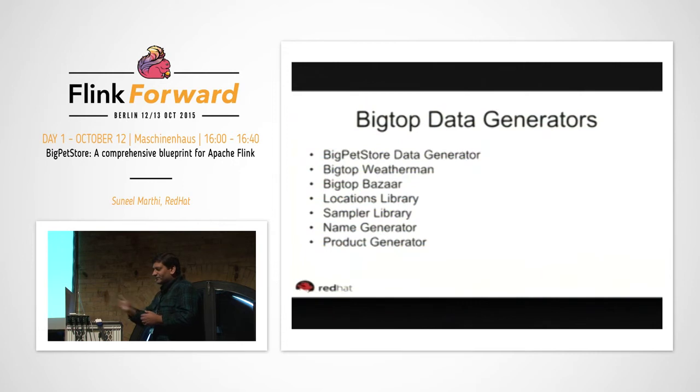So we have a Bigtop Weatherman. This Bigtop Weatherman is still experimental. Basically, we have the weather database, and we are trying to simulate weather data, trying to generate weather data for being able to predict what the weather is going to be like in the future, for doing some predictive analytics around it. And we have the locations. Locations is basically the zip code, and we have the names generator, which is basically from the US Census Bureau names database.